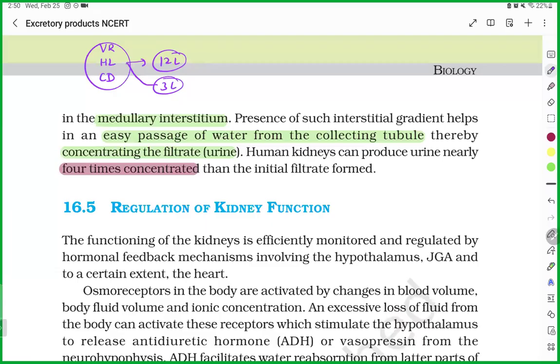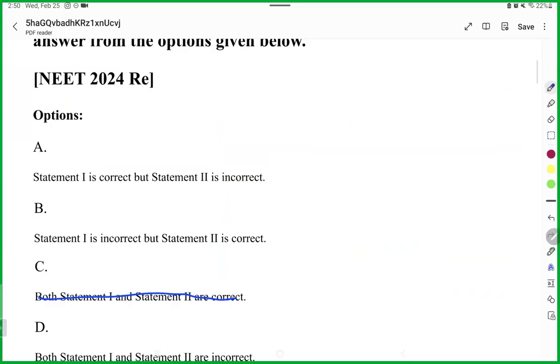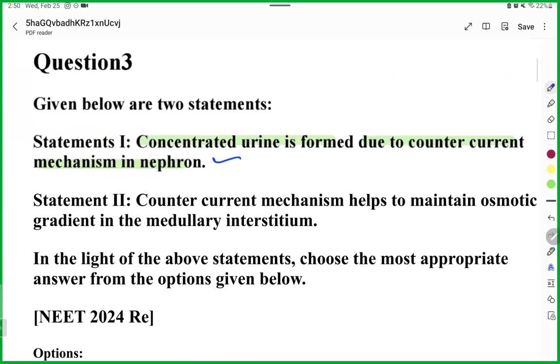Tell me guys, any doubt? Anybody have doubt? No. Concentrated urine forms in the counter current, yes. Counter current helps in maintaining the osmotic gradient in the medullary interstitium, yes.